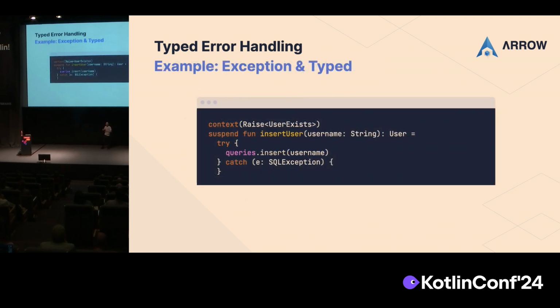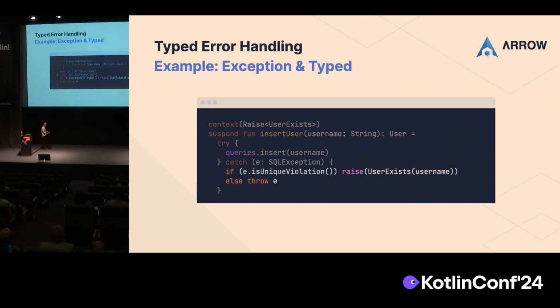So how can we implement this? Right, so here we wrap our database code in try catch, and we attempt to catch all SQL exceptions. And if an SQL exception occurs, we're going to check if it's a unique violation, and in that case, we are going to reify it into the Raise context. And all the other exceptions will be rethrown, so they can be propagated for example, resilience, which we will see later.